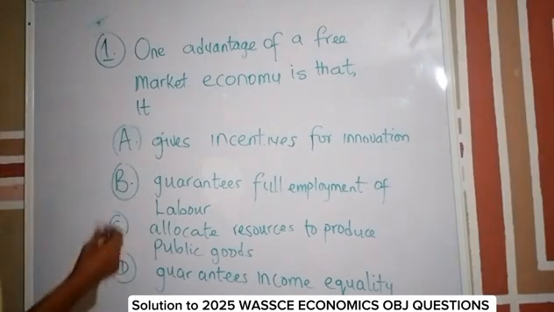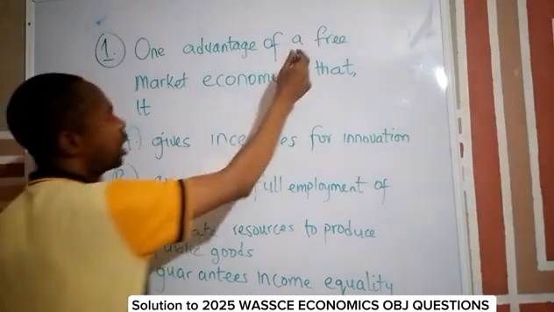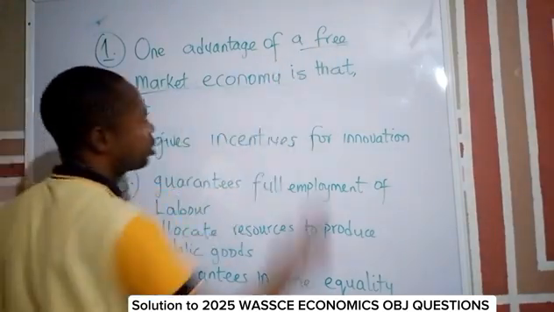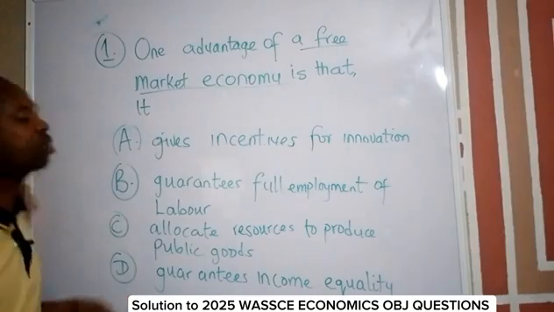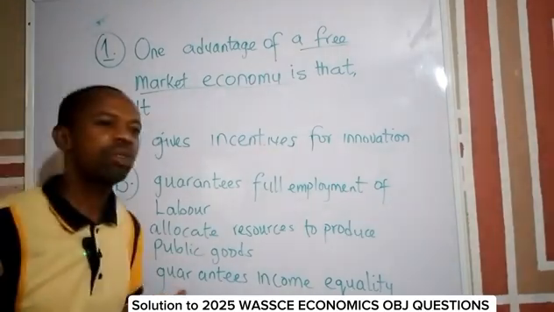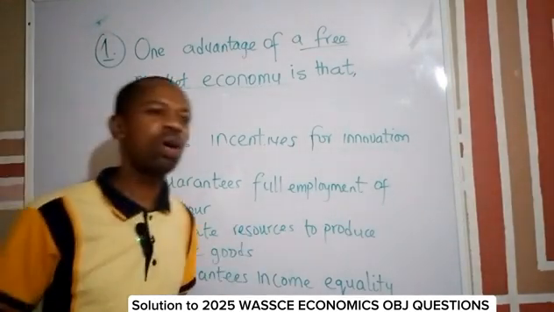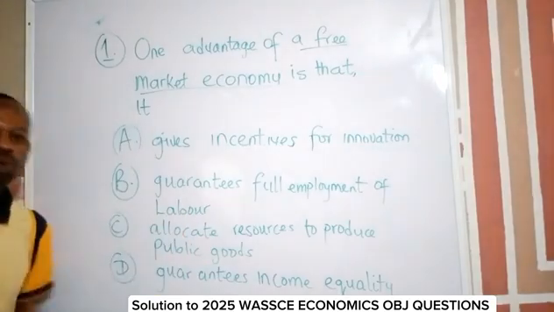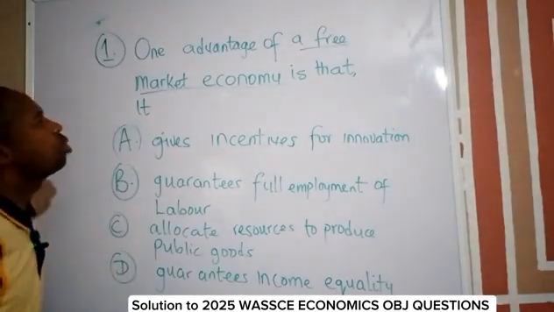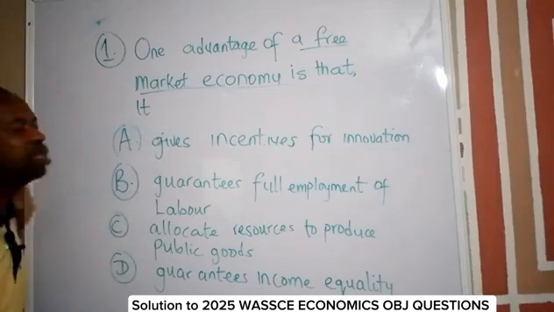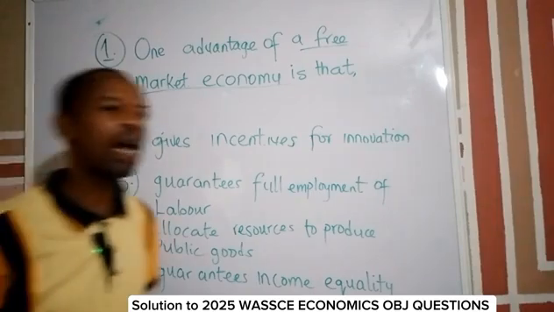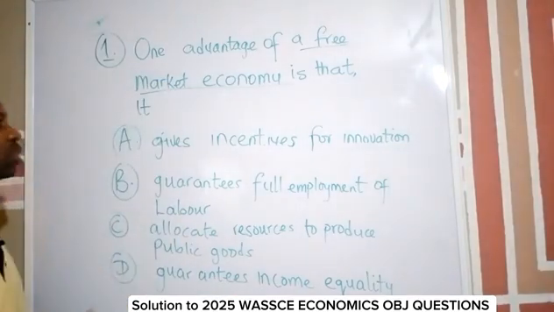Now, if you want to get this answer, the first thing you need to understand is the term free market economy. You need to understand that a free market economy is an economic system that does not prevent individuals from owning goods and services, and so a free market economy system can only be seen as a capitalist economic system.